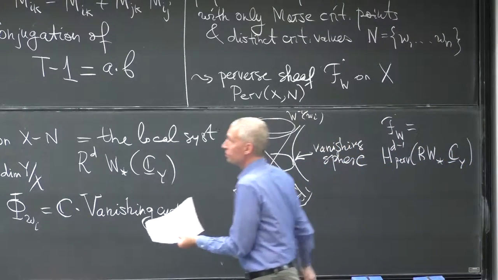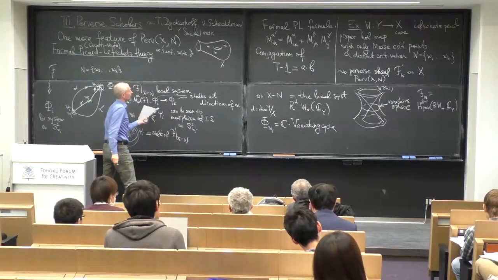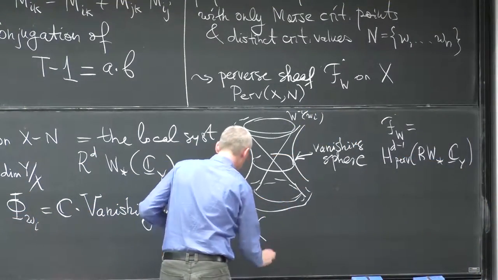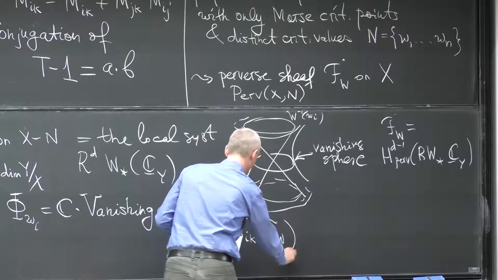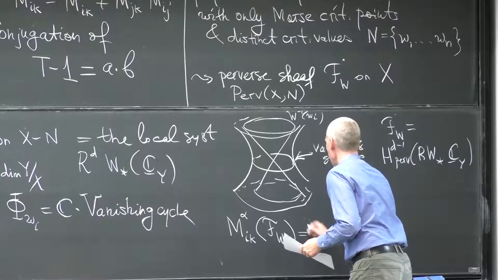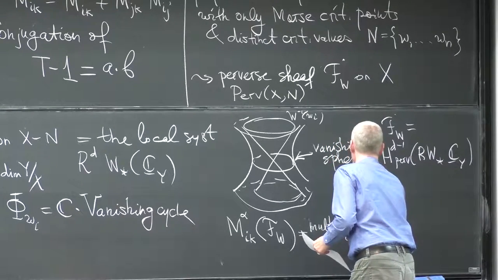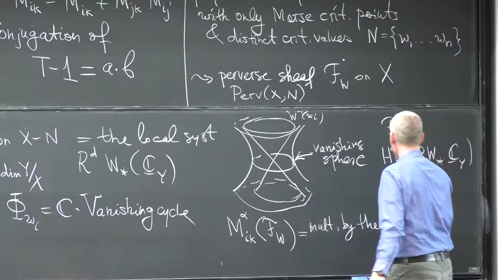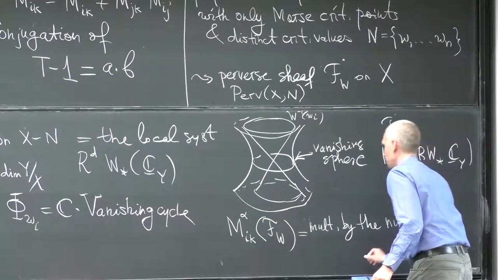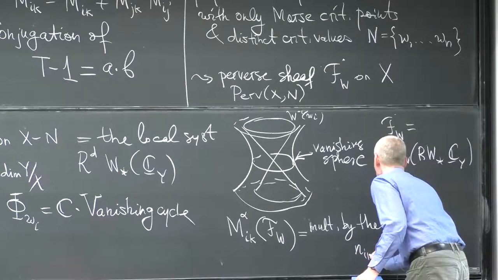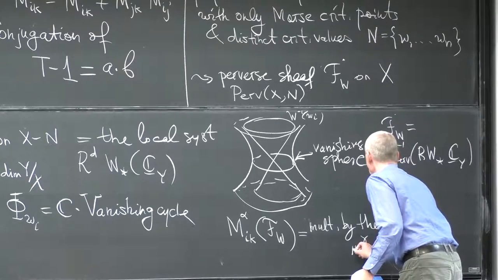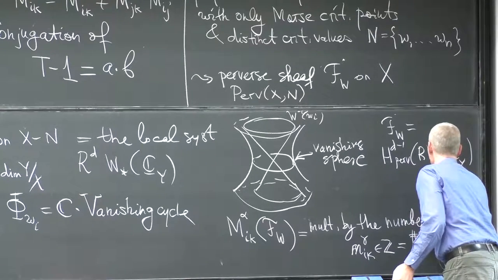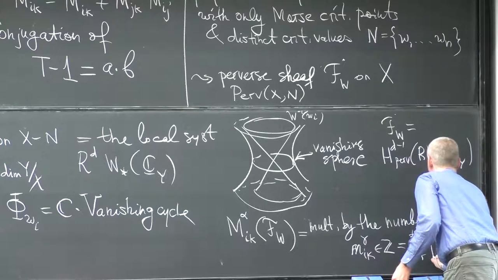And in this case, for this sheaf, those spaces are one-dimensional, and M_IK alpha of F_W is multiplication by the intersection number, by a number. So it's from a one-dimensional vector space to another one-dimensional vector space. Multiplication by the number, it's called N_IK or M_IK, alpha in Z, which is the intersection number of thimbles.